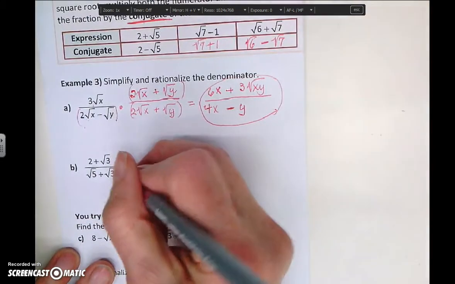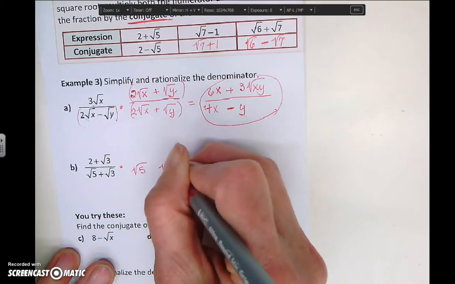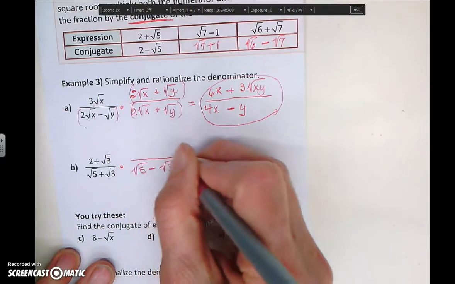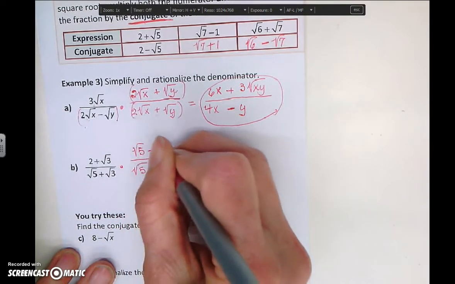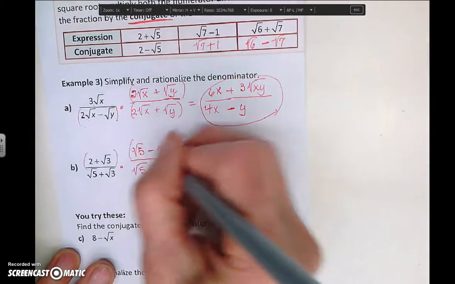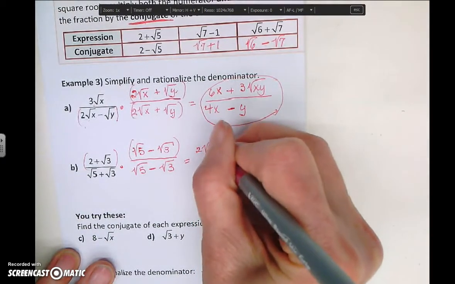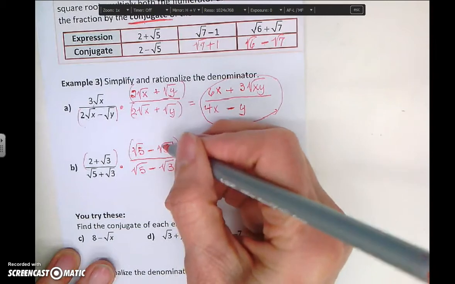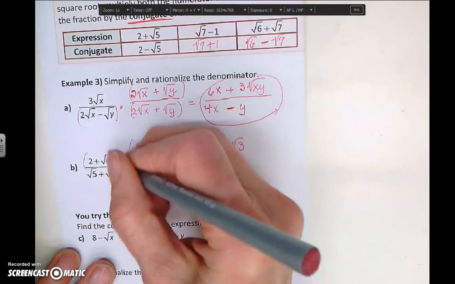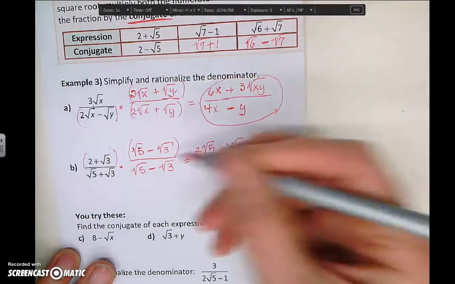Then B, I am going to multiply by the conjugate of the denominator. So same two terms, but with a minus in the middle. And then I need to do exactly the same thing in the numerator. So now I will need to double distribute this. So I'm going to get 2 radical 5. My outside's going to be positive 2 radical 3. My inside, they're both insides, aren't they? It's going to be square root of 15.